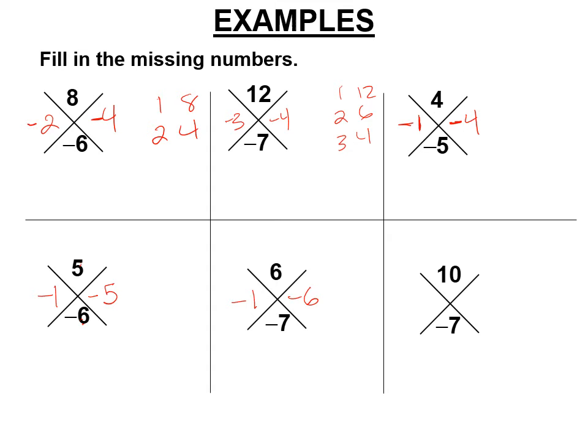This one's different. All right, how do you make 10? Right, it's either 1 and 10 or 2 and 5. So this is -2, -5. Okay.